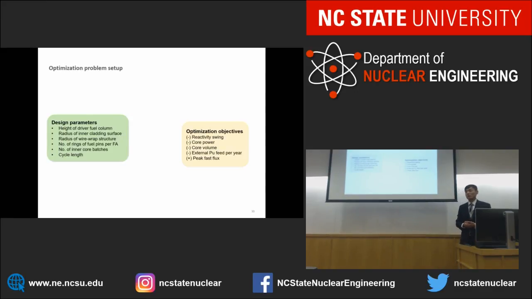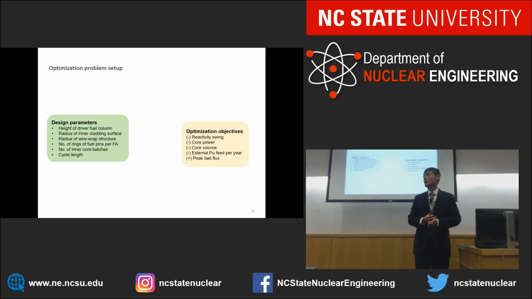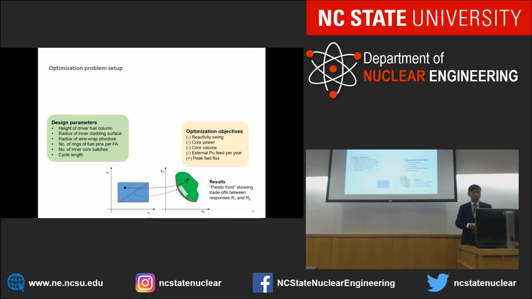I can change a few things to achieve this goal. These are my design parameters. I can change the dimension of the fuel rod, how many rods I include in each fuel assembly, even the cycle length, etc. Okay, so identify the input and output. Hopefully, from the relation from input to output, I'll be able to identify my best design. But that's not enough.